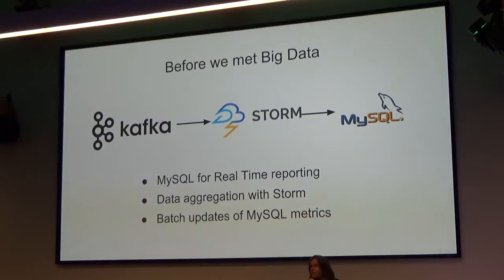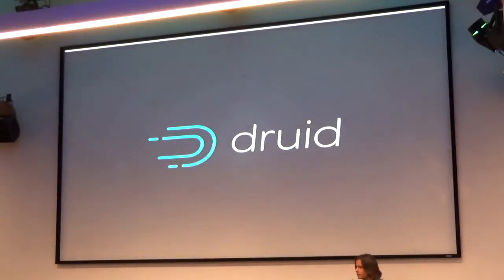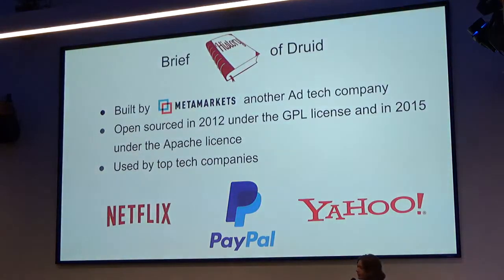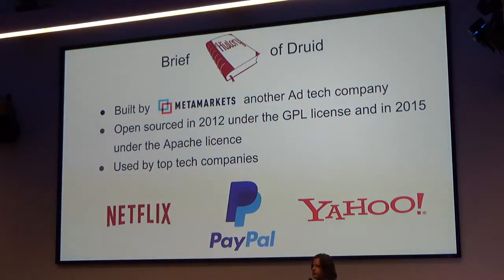So we started to look at some open source solutions that could solve our analytics problems. And we came across Druid, which is a distributed data store built for analytics. And I have to say that so far we've been pretty happy about it. A brief history about Druid: it was built by MetaMarkets, which is another ad tech company. They had the same requirements as we have, and at the time they were looking at open source solutions as well, like we did. But they didn't find anything, so they decided to build Druid from the ground up.